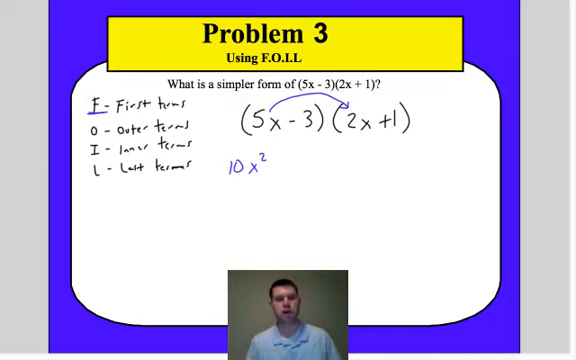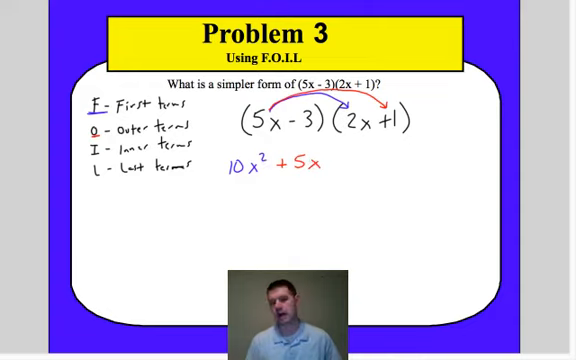Then I move on to the outer. The outer ones are the terms on the outside of the binomials, so you have 2 outside, 2 inside. That's what we're going to be looking at. So I'm going to take this 5x, run it all the way to the 1, and take 5x times 1, which is outside of the binomials. 5x times 1 is 5x.